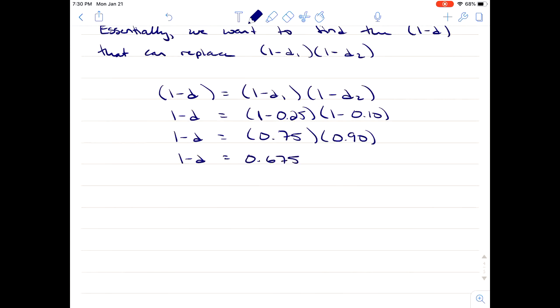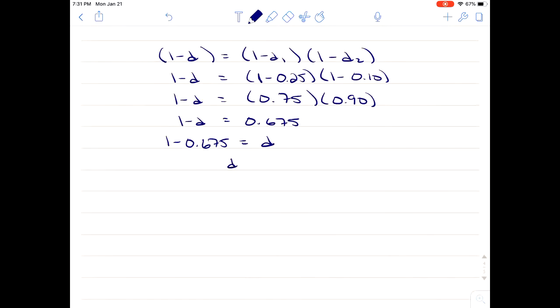Now we have to solve for d. And again, I'll move the d over so I don't have a negative d to deal with. So I've got 1 minus 0.675 is d. But then I like to have the d on the left-hand side. So whatever I'm solving for, I like to throw it over on the left-hand side, kind of like a revolving door. You can move stuff from one side to the other. So d is 0.325.